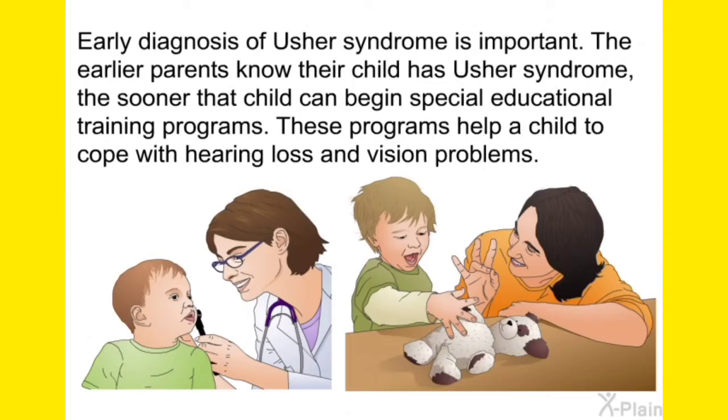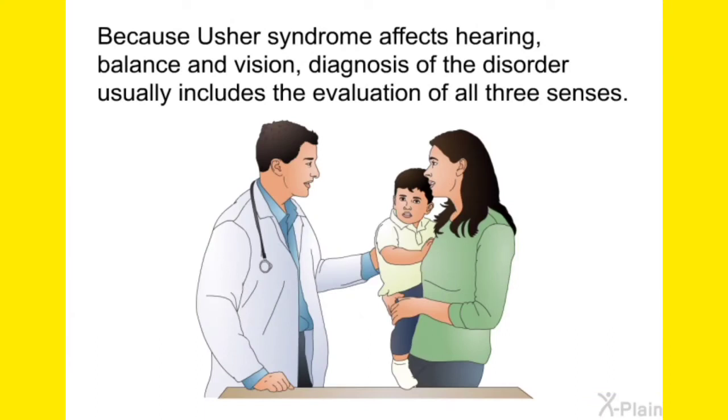Early diagnosis of Usher syndrome is very, very important, because if we can understand the child has Usher syndrome, then we can understand the child needs special care and a special educational training program, because the child has to face hearing loss and vision problems together. Because Usher syndrome affects hearing, balance and vision, diagnosis of the 3 senses is very, very important for the evaluation or understanding of Usher syndrome.